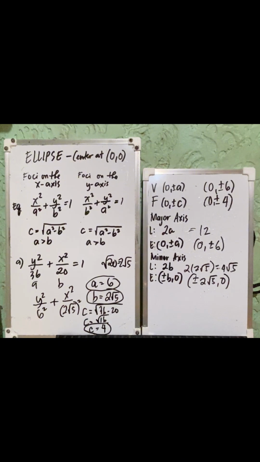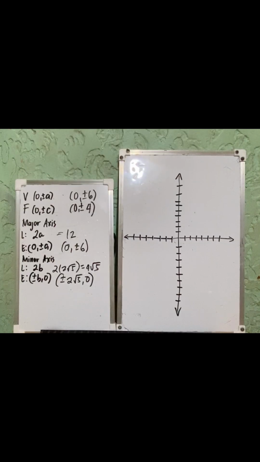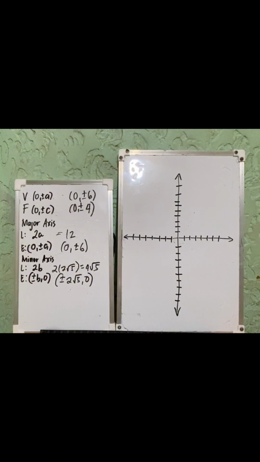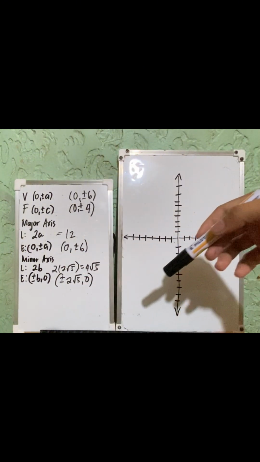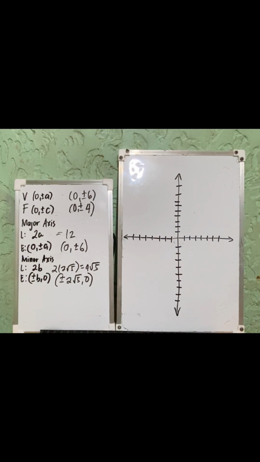Let's try to graph this. I think we do not have enough space, so I will be erasing this. Okay? To graph these coordinates, we will just plot the points first. First are your vertices. That is 0, 6, and 0, negative 6.